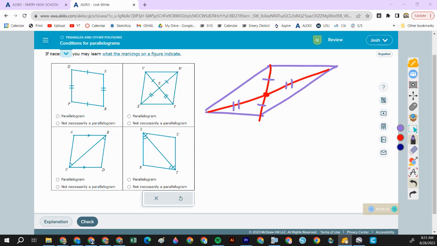Okay. Another thing about parallelograms is opposite angles are equal. So this angle is equal to that angle, and this angle is equal to that angle. So here we have one set of parallel sides, so we know that those are parallel. Okay. And then we know that this angle is equal to this angle.